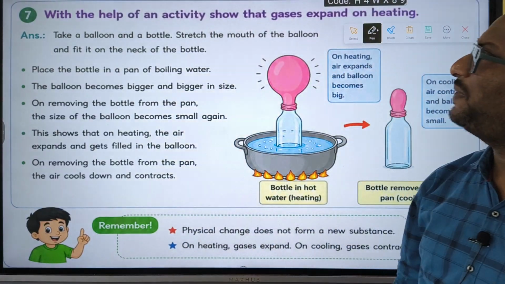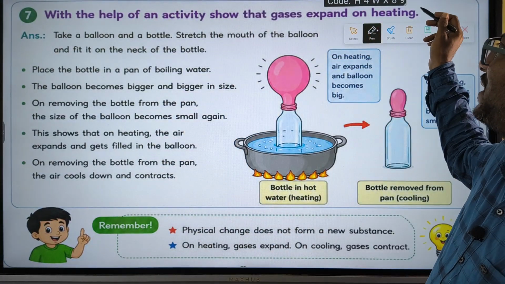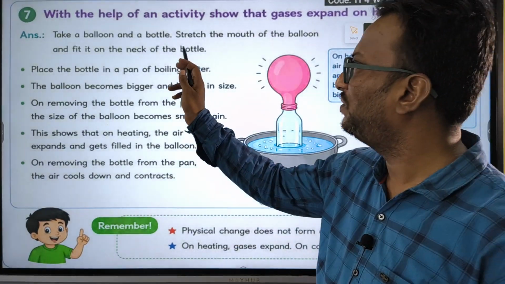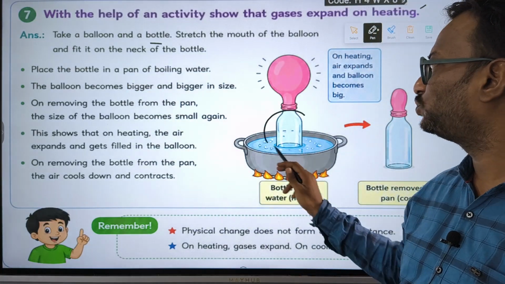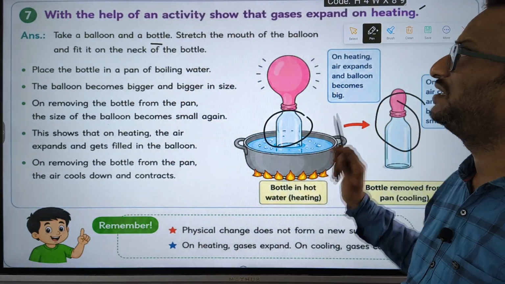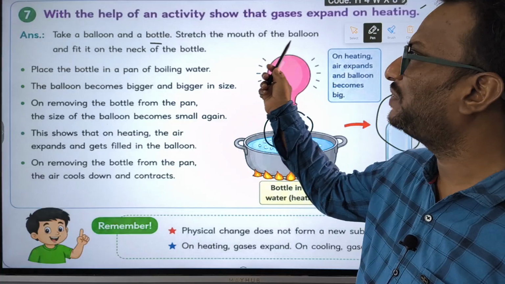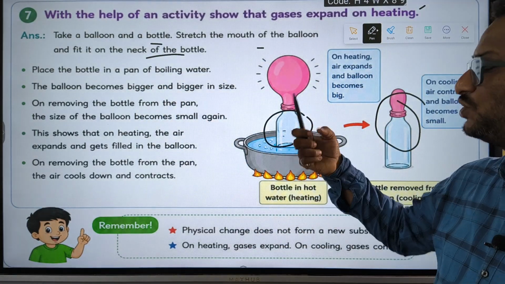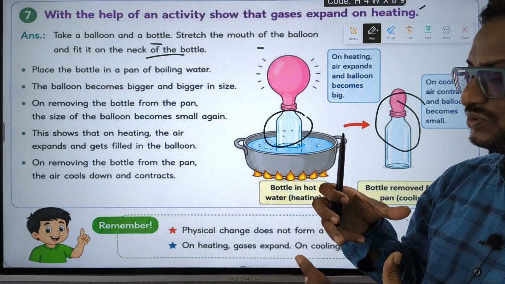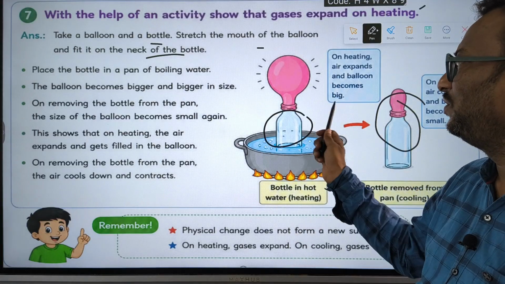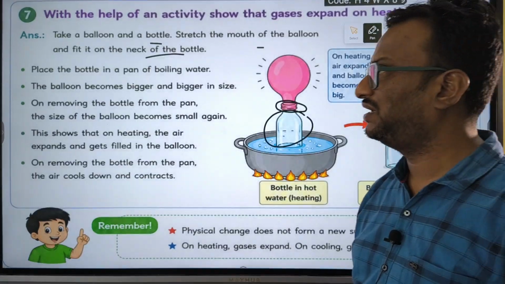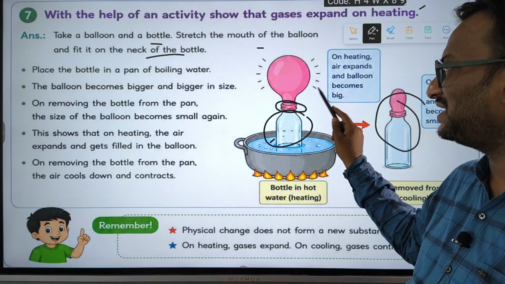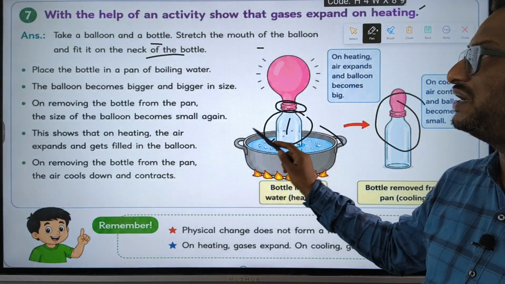Next one. With the help of an activity, show that gases expand on heating. For that, what do we do? Take a balloon and a bottle. Stretch the mouth of the balloon and fit it on the neck of the bottle. So we have to stretch the balloon mouth and fix it to the mouth of the bottle. Place the bottle in a pan of boiling water.